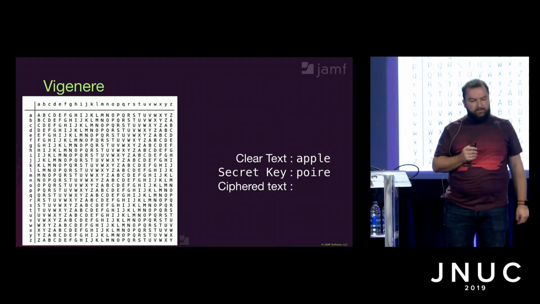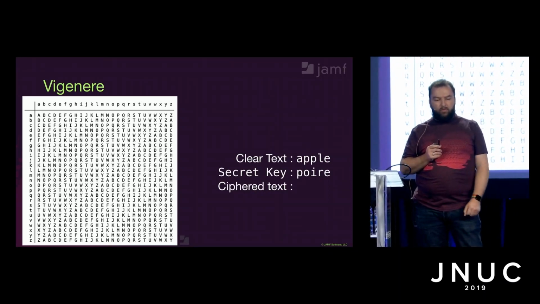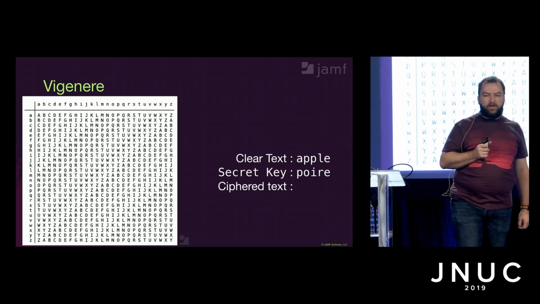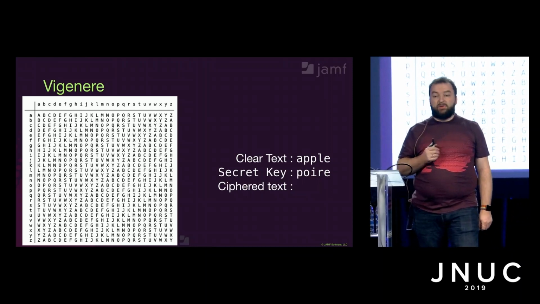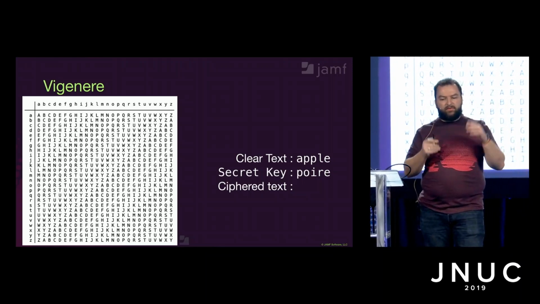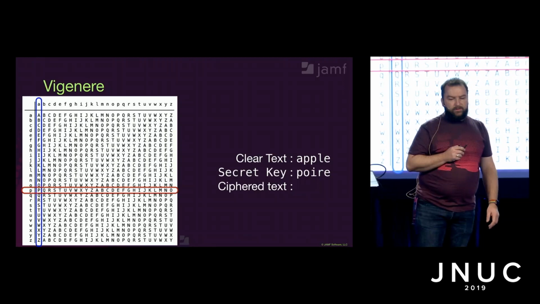So you choose a secret key with someone. Let's have a look at what it looks like. The clear text is going to be apple once again. My secret key, as I'm French, I'm going to use poire, which is pear. Good thing is that it's the same number of letters. So let's try to convert our text.